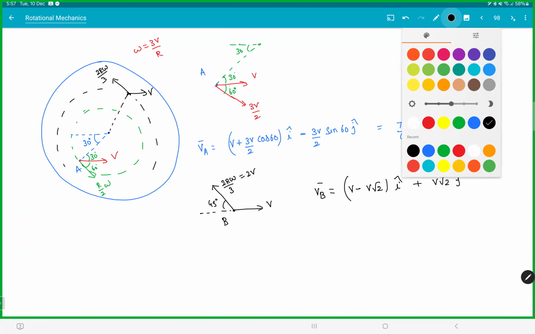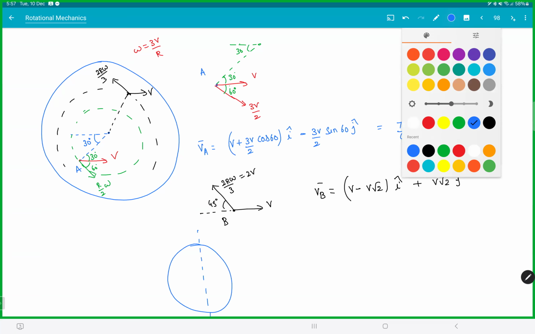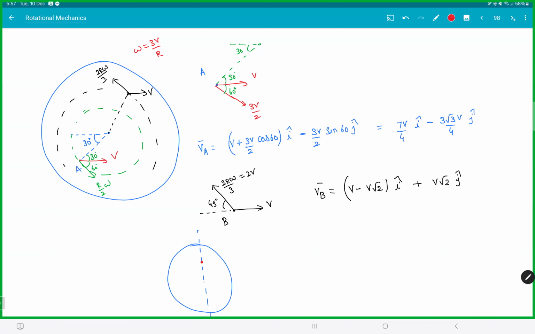And what about the point with the zero speed? You can kind of guess here. First thing, if you want zero speed, they should cancel out. So any point here, let's say from the center, if you take at a distance x, due to translation, you're going forward. Due to rotation, you're going backward with x omega. V minus x omega must be 0. And omega is 3v by r. x is equal to r by 3. So it's a point above the center.